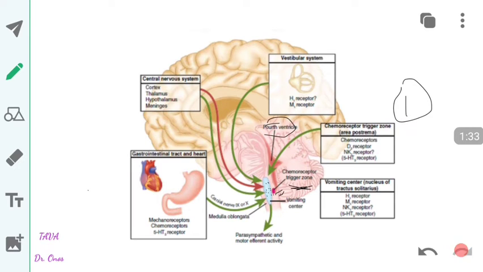The area postrema is outside the blood-brain barrier, so it gets affected by emetic components that are in the bloodstream, such as components of cytotoxic drugs, usually those used in cancer chemotherapy. So they tend to stimulate the chemoreceptor trigger zone, and there are several receptors present there. We have the dopamine 2 receptors, the NK1 receptors, and the 5-HT3 receptors, which are serotonin receptors. Once any of these receptors get stimulated, they send a message to the vomiting center to initiate the vomiting reflex.